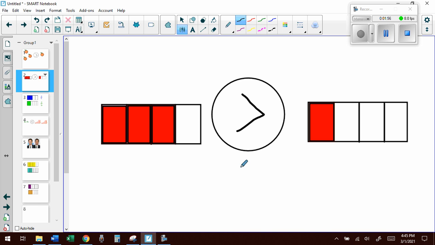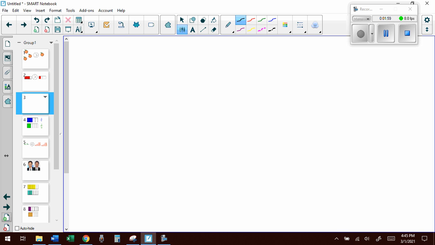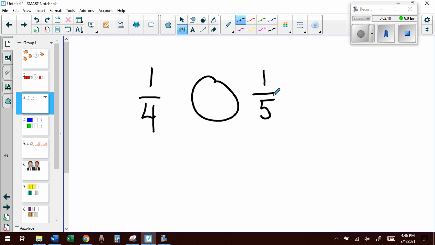Now, if I were to change my units and maybe want to compare 1/4 to 1/5, now I have some similarities in the numerator department, but my units are quite a bit different, fourths and fifths. So how would you go about determining whether 1/4 or 1/5 is greater?